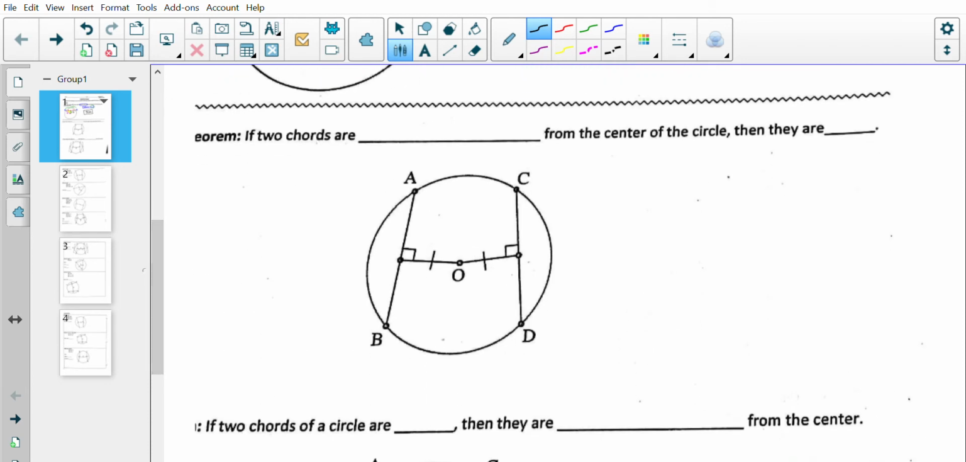Okay, let's go through some theorems. It says if two chords are equidistant from the center of the circle, then they are congruent. What does this mean? If two chords are equidistant from the center of the circle, that means both are the same distance from the center. That's what equidistant means, an equal distance or the same distance. Well, how do you measure the distance from a center to the chord? Isn't it the length of its perpendicular? So they're saying if this perpendicular is congruent to this perpendicular, so that's an equal distance.